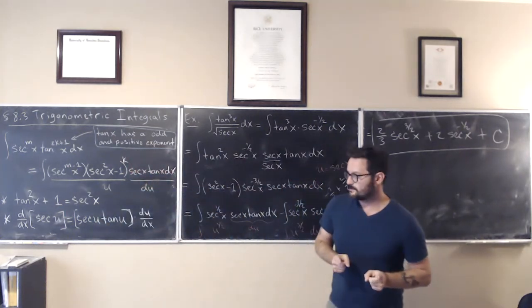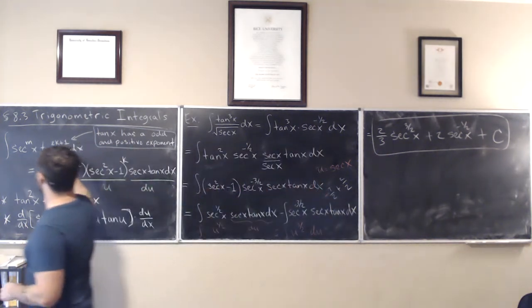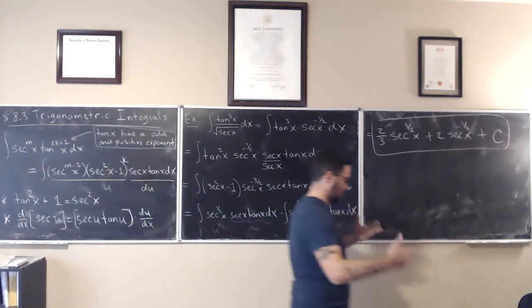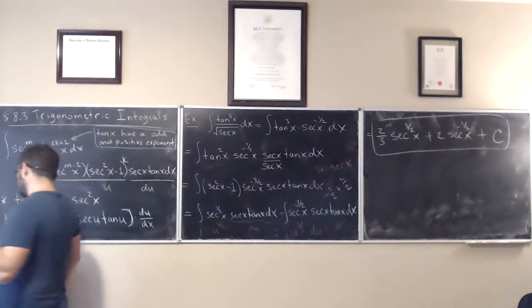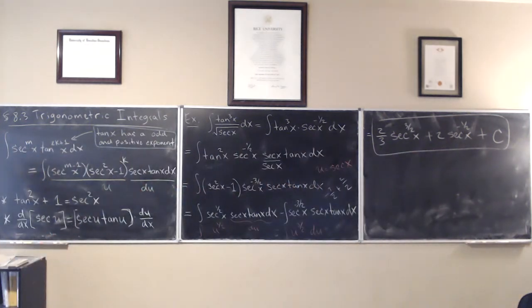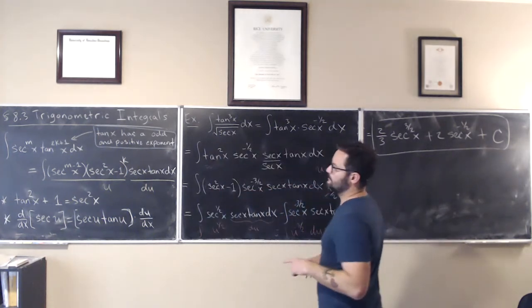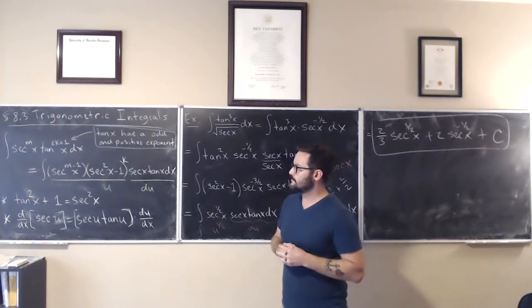There's only one exception to this philosophy, though, and that's when neither tangent has an odd exponent, nor does secant have an even positive exponent, both of them being positive. When you have neither of these, then you have to use integration by parts for one more case. In fact, I'm just going to pause the video and write that case up, and then I'll restart it.